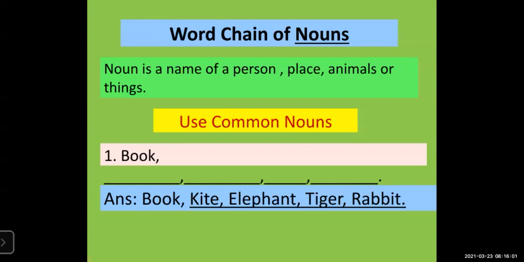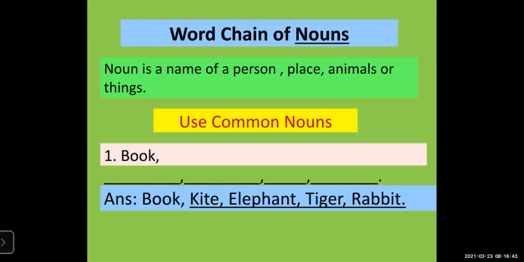Because in the question it will be asked to complete the word chain of nouns. Now, what is a noun? A noun is the name of a person, place, animal, or thing. You all know this. You have studied nouns in third and fourth standard. There are also types of nouns: proper noun, common noun, material noun, collective noun and abstract noun.